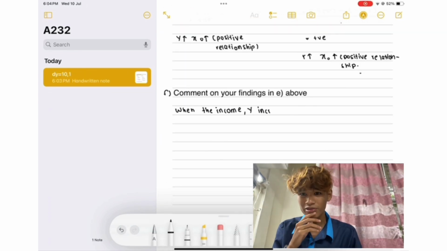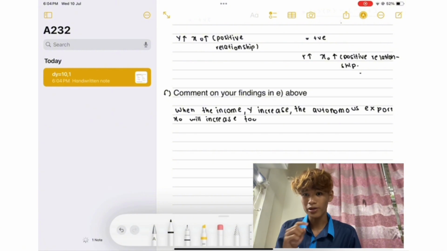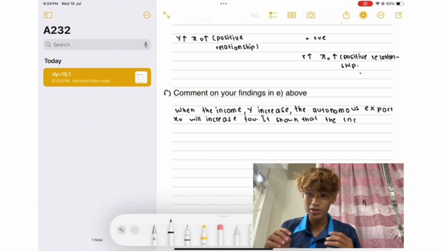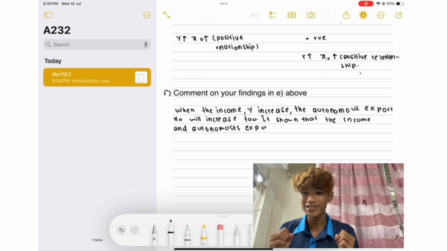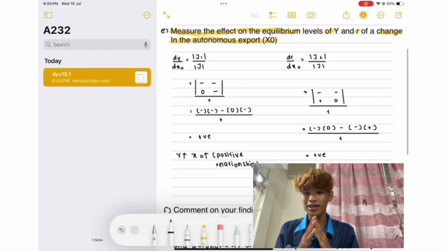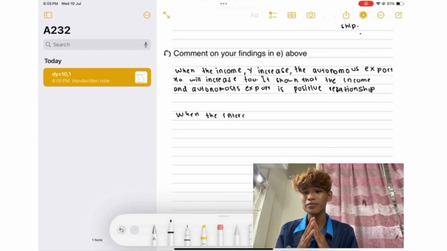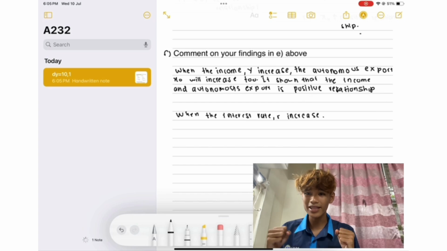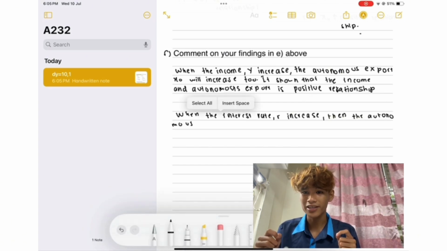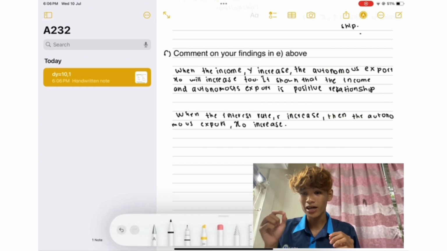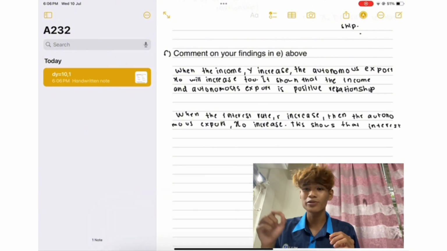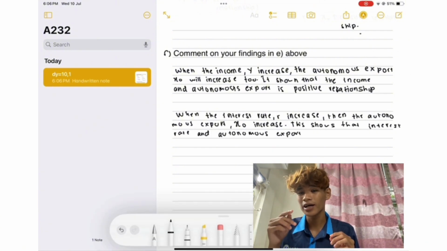Okay, the second question is question F. Comment on the finding in E above. In question E, when the income increases, the autonomous export also increases. So what we can see here is there is a positive relationship between income and autonomous export. And the second one is interest rate. When the interest rate increases, the autonomous export also increases. So we can see a positive relationship between the interest rate and autonomous export.